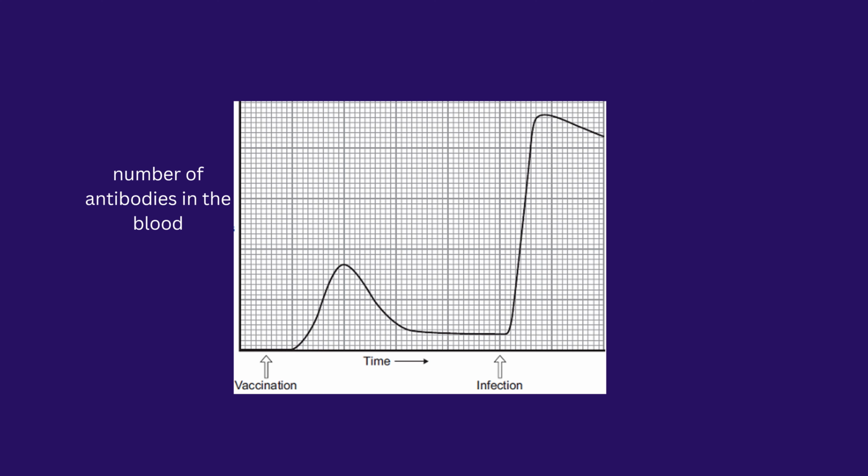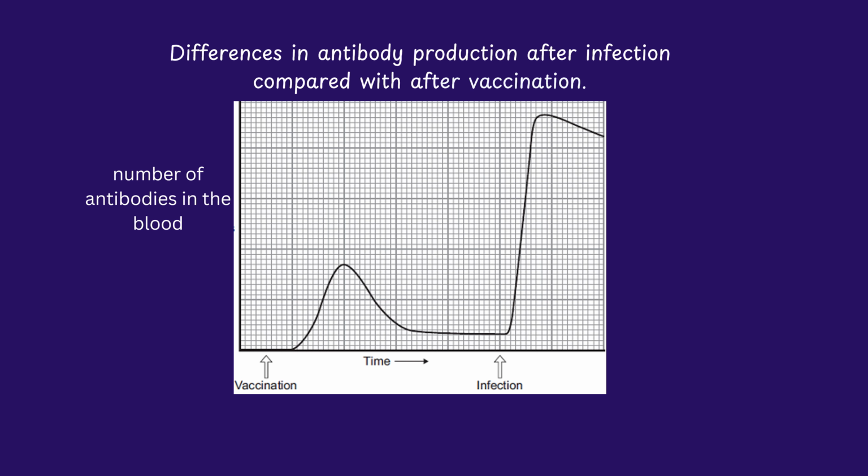If you have been practicing exam questions on the topic vaccination, you'll notice that this graph comes up quite often. What they will ask you to do is to state differences in antibody production after infection compared with after vaccination. And this is usually a 3 marker. And so you need to give 3 points. The first point is that the increase in antibodies begin sooner.